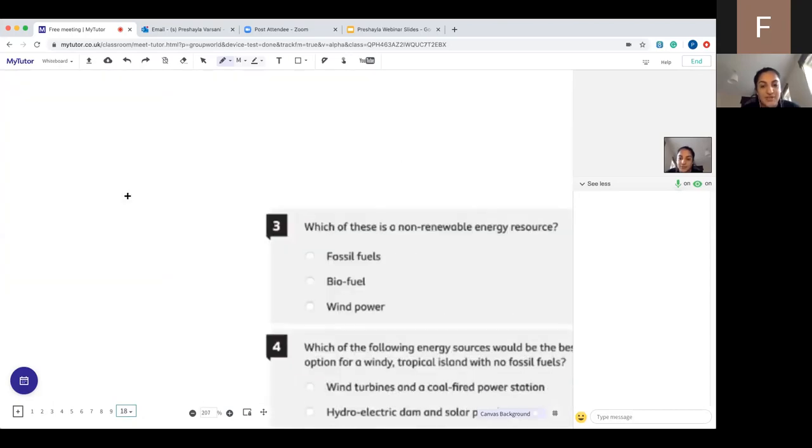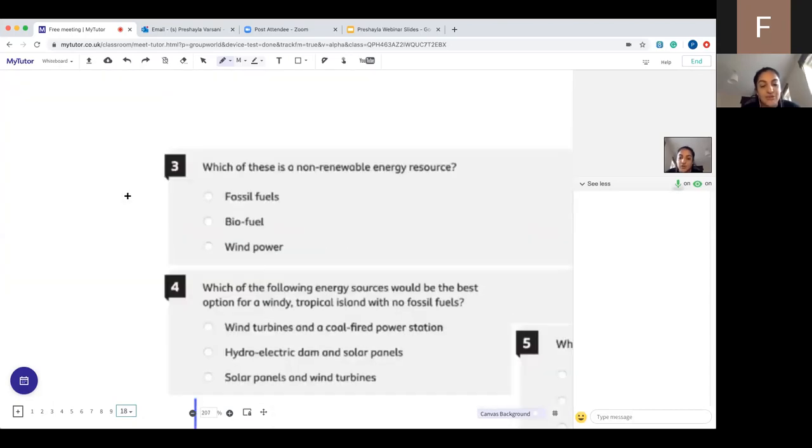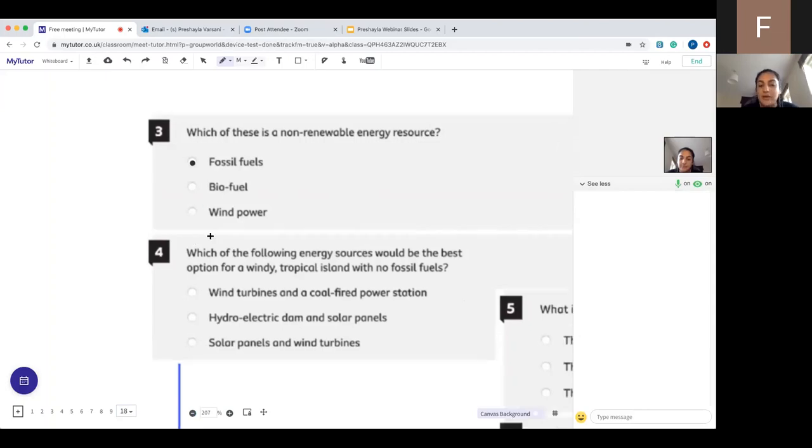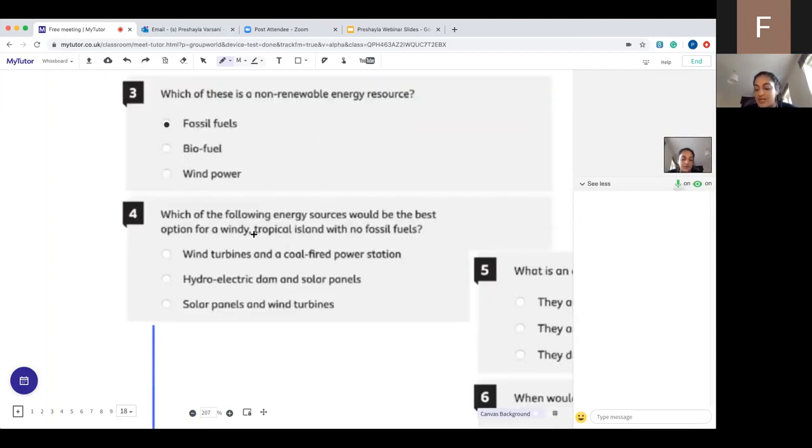Which of these is a non-renewable energy source? And which of the following energy sources would be the best option for a windy, tropical island with no fossil fuels? So which of these is a non-renewable energy resource? Remember, non-renewable means that it will not always be replenished. And so that would be fossil fuels.